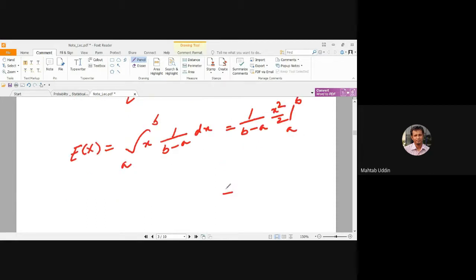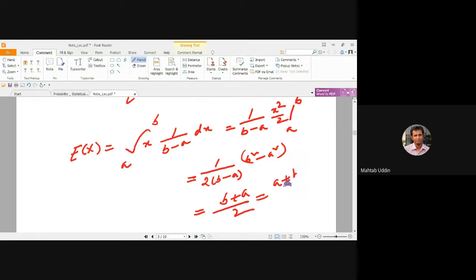Then 1 by 2 times b minus a, times b square minus a square. After simplification, it is b plus a into b minus a. B minus a cancels. So b plus a by 2. You can write a plus b by 2. Clear?